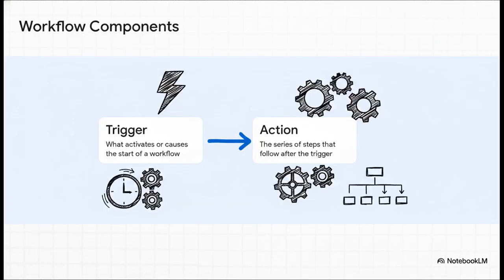And this brilliantly illustrates the core architecture behind every single automation you're going to build. It all comes down to a simple 1-2 punch. Step 1 is the trigger. This is the event that wakes up the system and activates the flow. Step 2 is the action, the series of steps that execute immediately after that trigger fires.